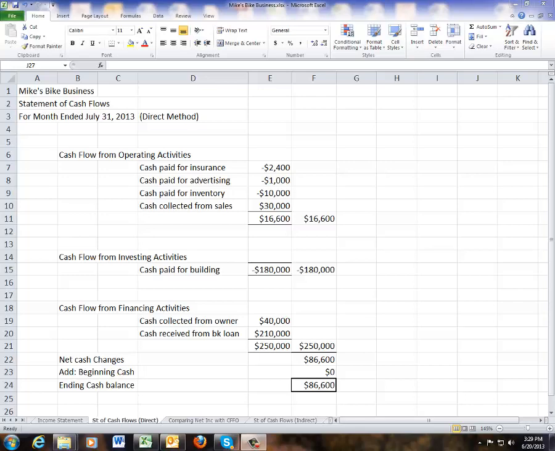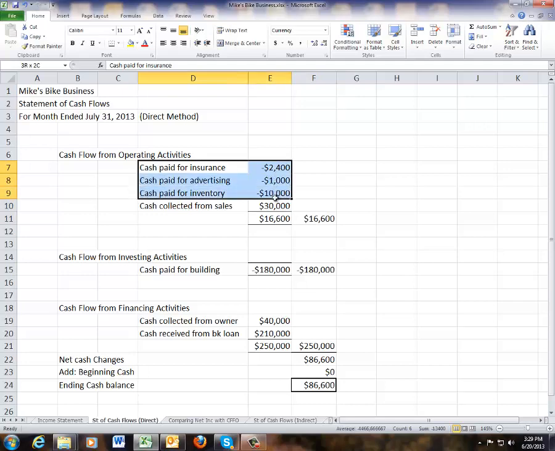Welcome to Lesson 6, Preparing the Statement of Cash Flows Using the Indirect Method. Recall from Lesson 5 that we prepared the Statement of Cash Flows for Mike's bike business, and we called this method the Direct Method. Well, it was called the Direct Method because all cash changes that were classified as operating activities directly from our database were transferred over to this statement.